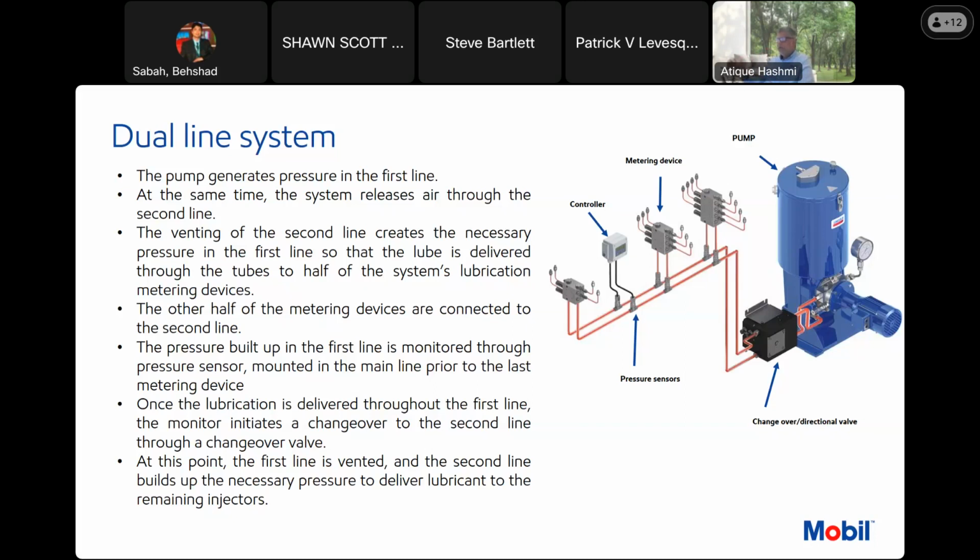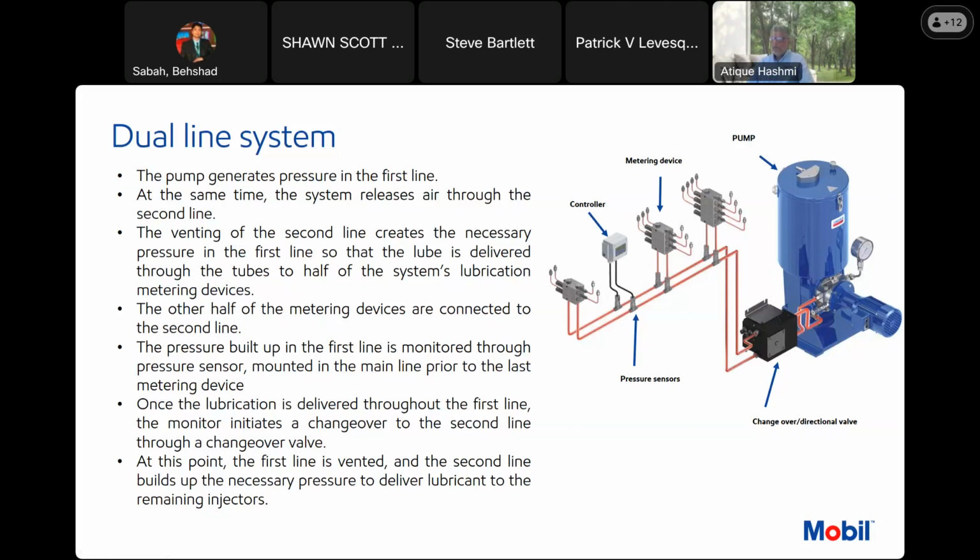The other half of the metering devices are connected to the second line. The pressure built up in the first line is monitored through a pressure sensor. Again, the pressure sensor is installed before the last metering device, just to sense that the end of the line bearings are getting greased through maintained pressure. The sensor is mounted in the main line prior to the last metering device.